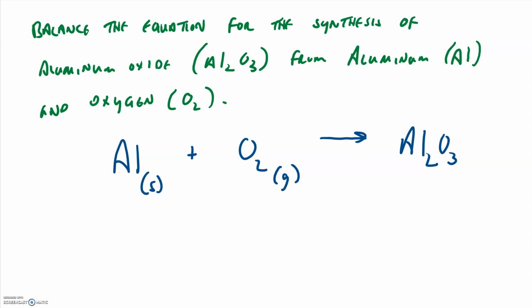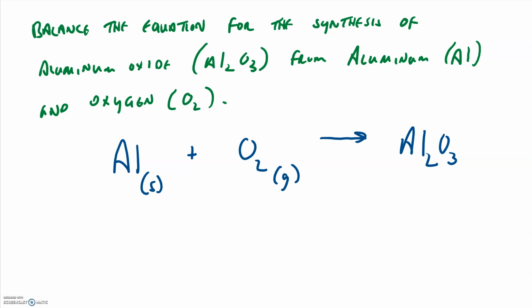So, right off the bat, I can see that my aluminums are out of whack because there's 2 aluminums over here and only 1 on the reactant side. So what I would normally do is I would say, I'll put a 2 here. But right off the second bat, that throws off my oxygens, because according to our coefficients, according to our subscripts, there's 3 oxygens over here and only 2 over here. So I'm going to get rid of all that stuff and start over.